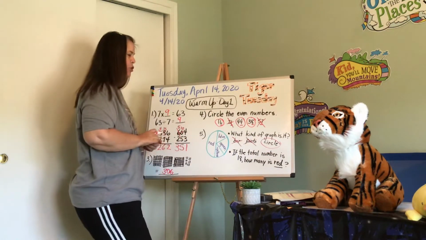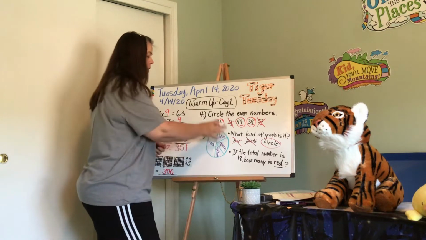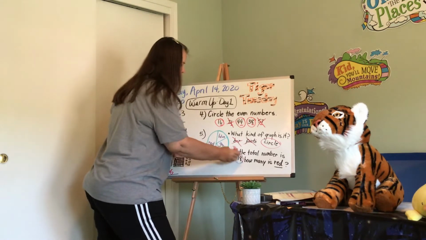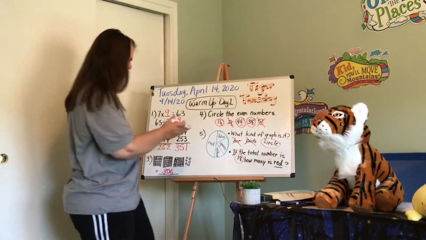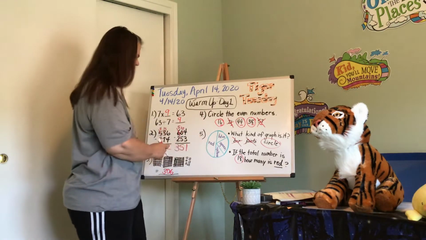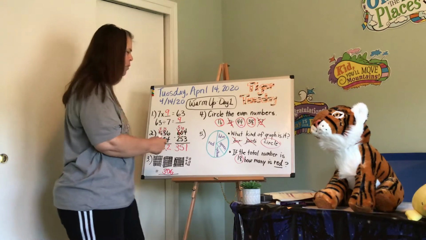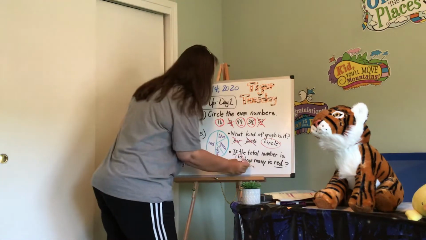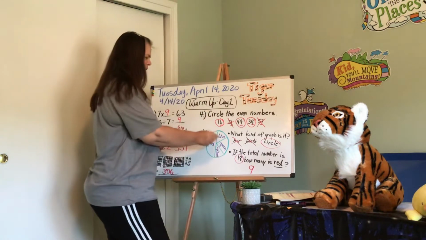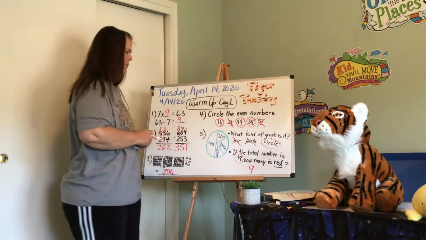All right, if the total number, so all these colors, is 18, how many is the red? So I'm going to look at my pie. It looks like half my pie is red. So what would half of 18 be? 9, correct.